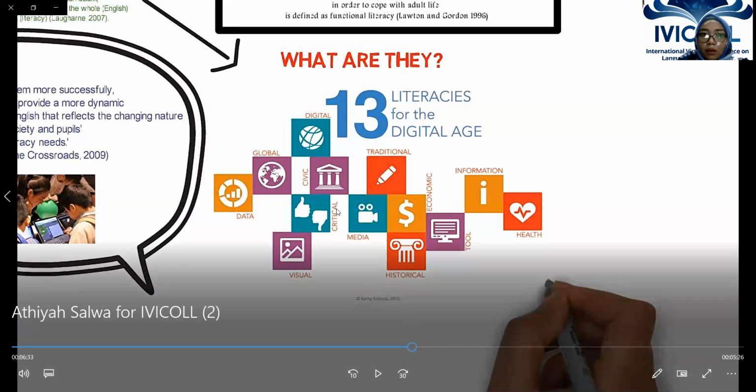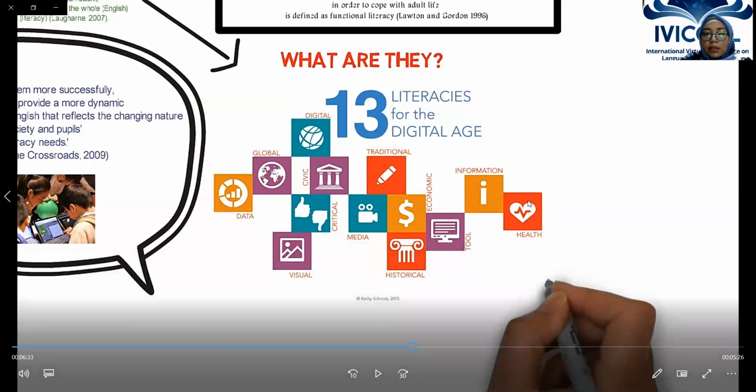So here we jump into health literacy. Health literacy means the degree to which individuals have the capacity to obtain, process, and understand basic health information and services needed to make appropriate health decisions. Very important for us, especially when we face a pandemic era like now. We should be aware of our health conditions, right?